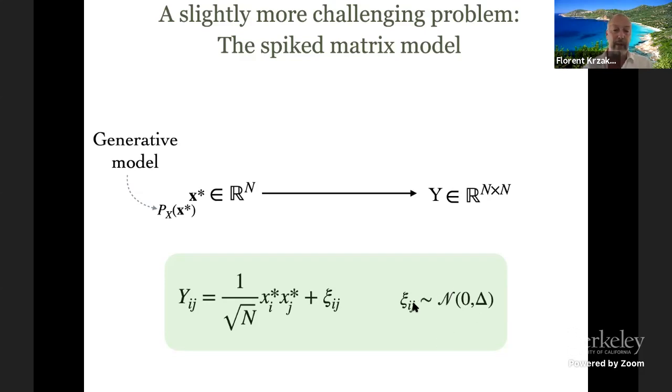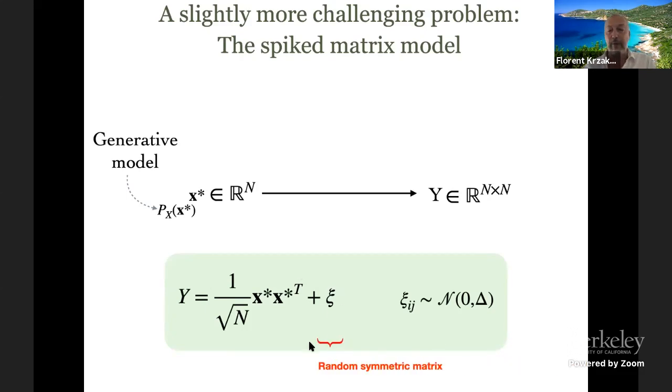Okay, you are looking at a noisy version of this product here, which in fact is just a way of saying that Y is a symmetric matrix that is the sum of a random symmetric matrix that we know very well, plus this rank 1 matrix, which is what is called the spike. All right, and the kind of question you might want to ask here is, if I'm giving you Y, are you able to find back a good estimator of X star or not?